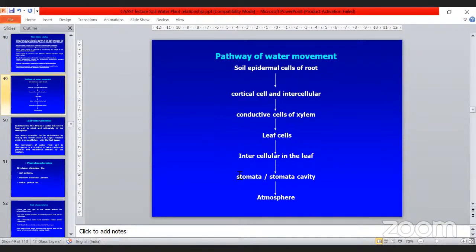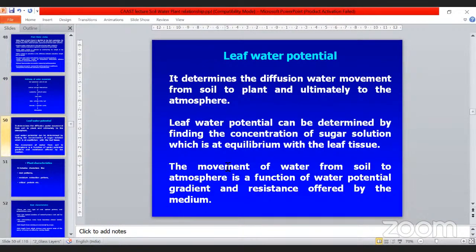And after that, through the stomata, the water goes into the atmosphere. Okay, do you get it? This is the pathway of water movement from the epidermal cell of the root to the atmosphere. Based on this technology and these physiological approaches, we have developed water management strategies. So we want to see what the leaf water potential is. It determines the diffusion of water movement from the soil to the plant and ultimately to the atmosphere.